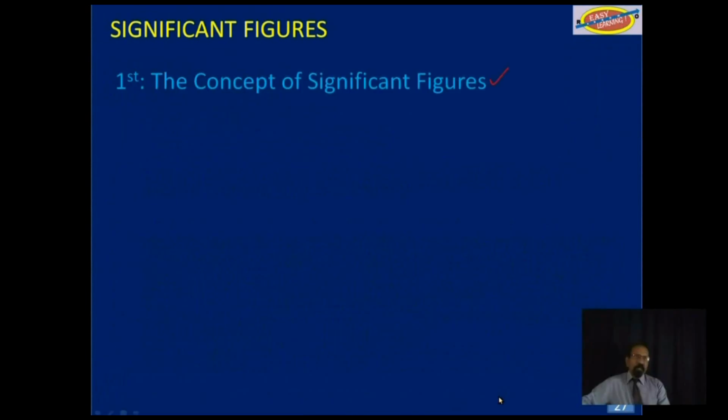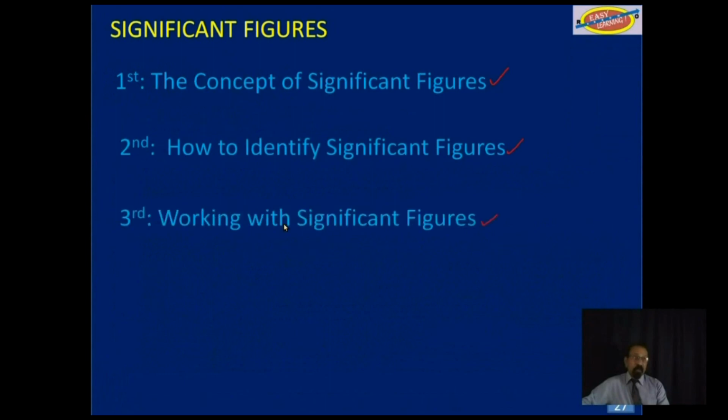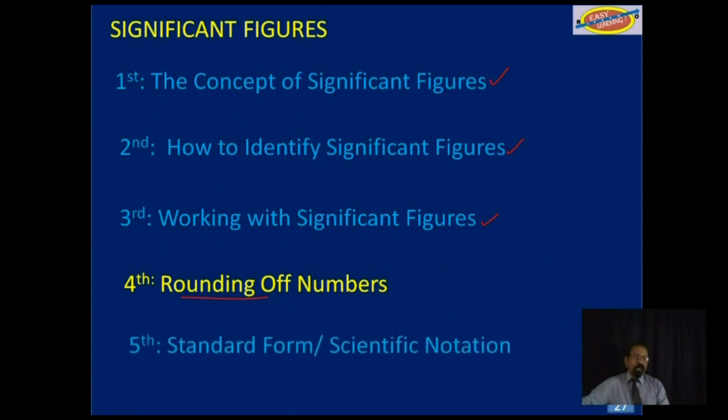We covered that and this significant figures. We just talked about rounding off of numbers, what it means, how to round off based on decimal places or significant figures. And next we will talk about standard form, sometimes called scientific notation.